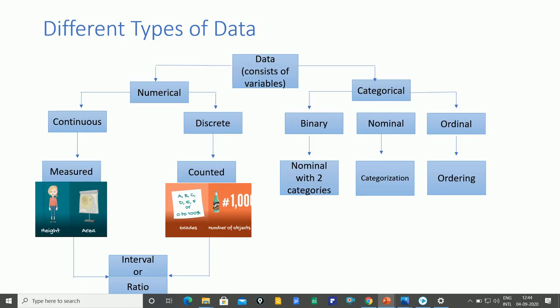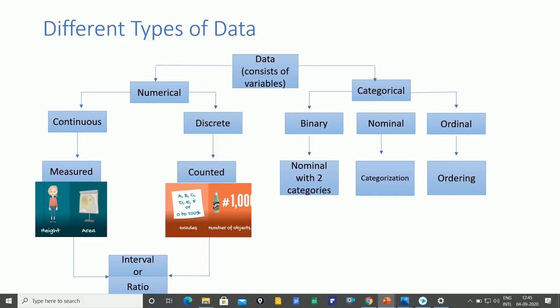Now coming to discrete type data. Discrete type data is data which can be counted. That is, here we use the term count. Example, the number of students in the class is 60. So here discrete type data cannot take fractional values. We cannot say that the number of students in the class is 60.5. Now the interval or ratio scale data could be continuous or discrete, and it falls under this numerical type. Now coming to the categorical type of data.